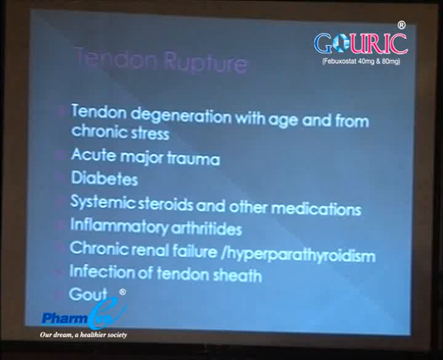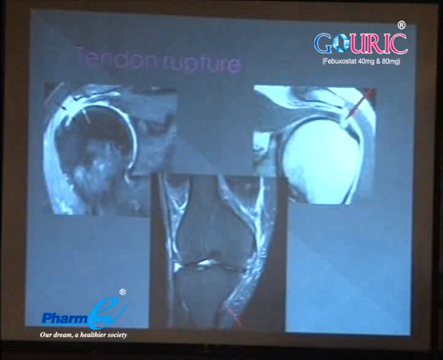Tendon degeneration not only occurs with trauma, but it can occur with diabetes, with steroids, medications, inflammatory arthritis, gout, and all these things. And this is what it looks like. That's the rotator cuff, and see that complete tear there. There's a very big defect which is completely replaced by water. The water is very bright on these images.